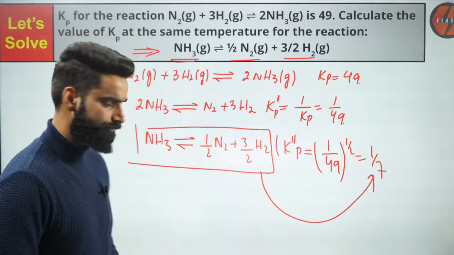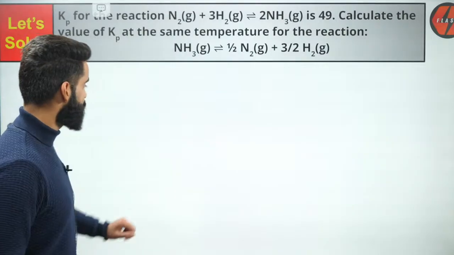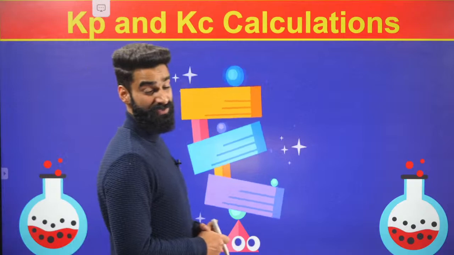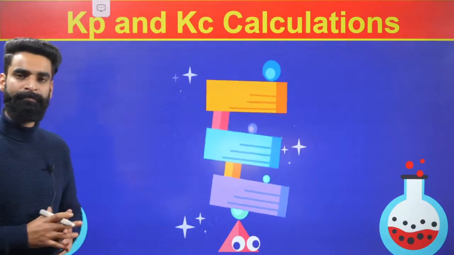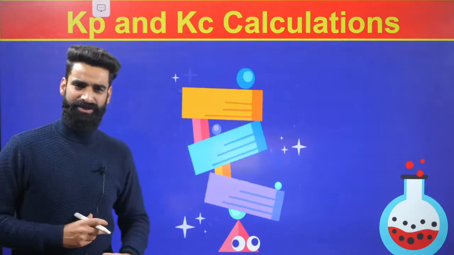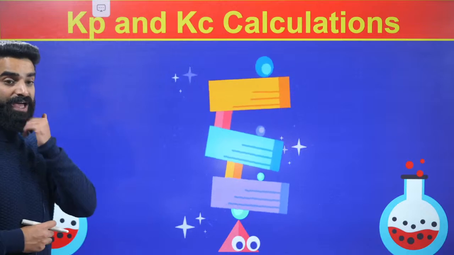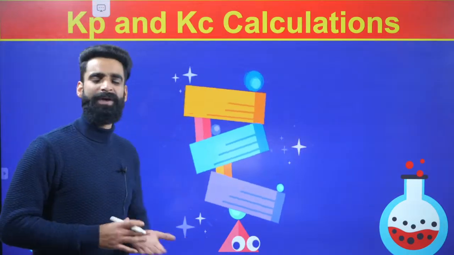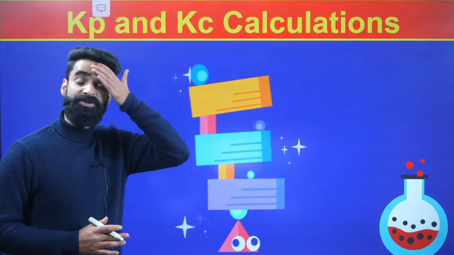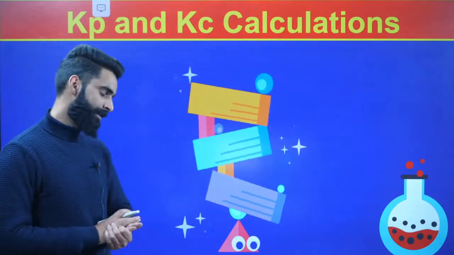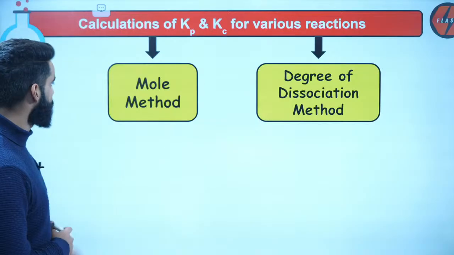Moving on to some important things which we have to discuss now. That is KP-KC calculation, which is really very important. From this topic, your actual equilibrium starts. You have to understand a few basic things which I'll be telling right now. If you remember those things, you can easily solve any question from this KP-KC calculation part. And this is going to be interesting and fascinating at the same time.